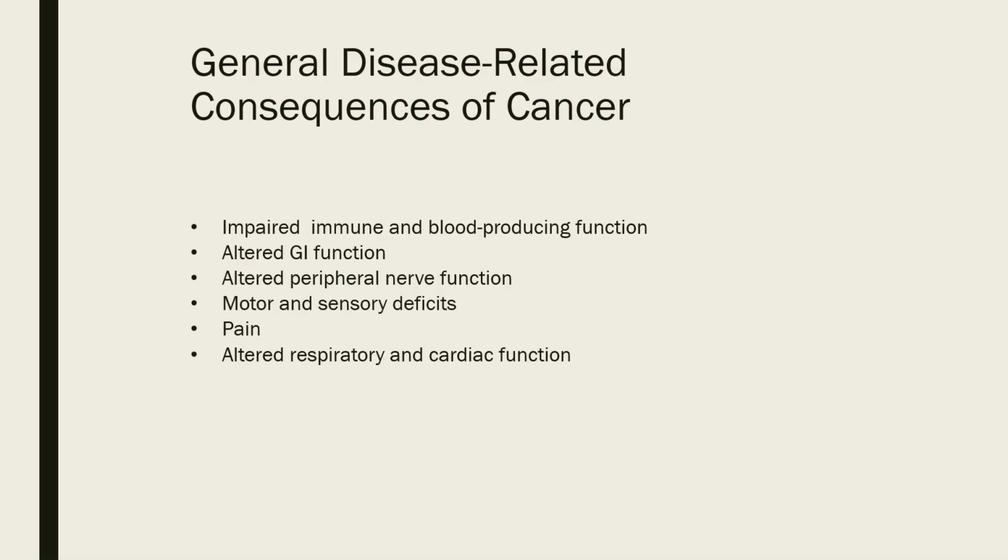Motor and sensory deficits. Cancer, and just so you know, in my notes you'll see CA every once in a while. CA is a known abbreviation for cancer, and I apologize. When I chose to share my notes, I didn't catch all of them. I'm seeing that as I'm reading now. Cancer invades bone and brain and can compress nerves, and that can affect both motor and sensory functions.